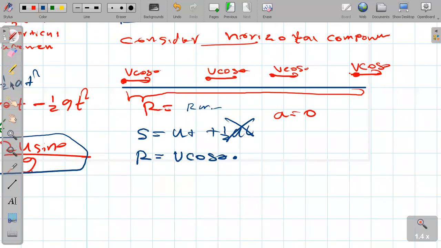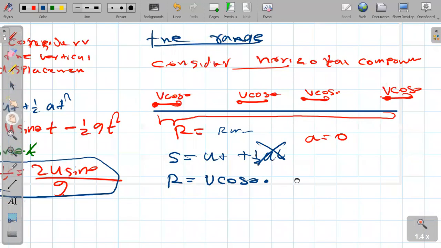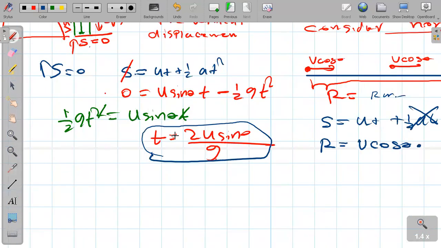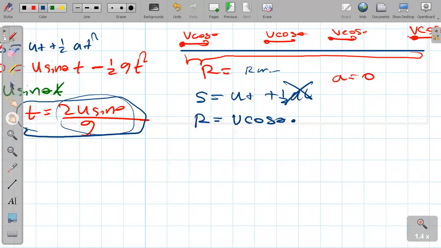Total time. Because it reached up here at some time of t half, and it comes down to here. That's the total time. What is my total time going to be? This whole set, 2u sine theta over g. Now I can link this time to this t. What is it going to be now?